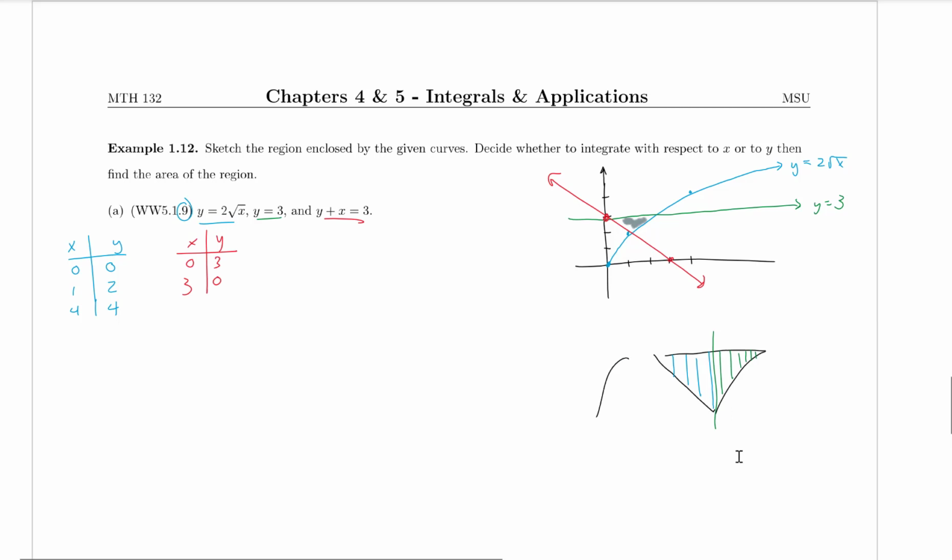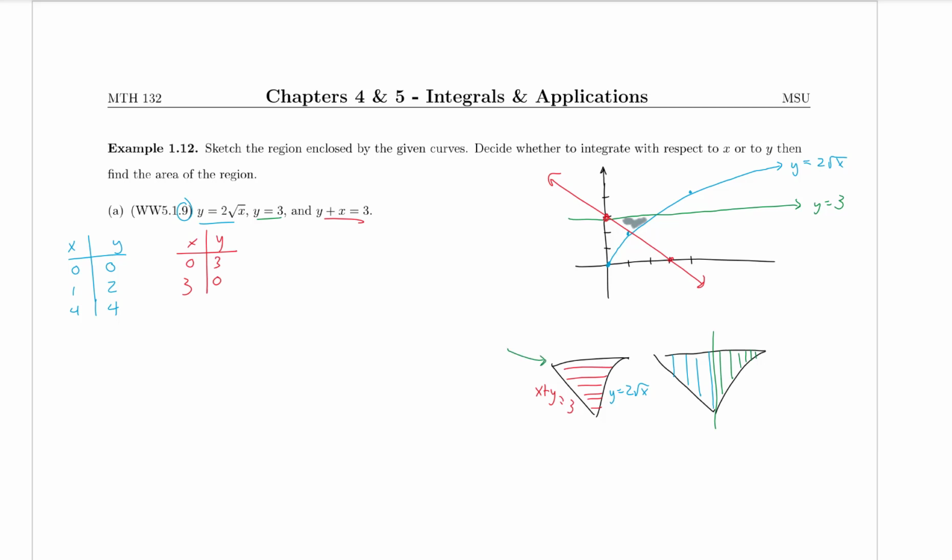In contrast, if we chose to integrate this in terms of y, so that we were using horizontal lines, we're going to have the exact same parts of the function acting as the right and the left hand endpoints. The right hand endpoints are all y equals 2 square root of x, and the left hand endpoints are all x plus y is equal to 3. So that means it probably will be easier to integrate this in terms of y.